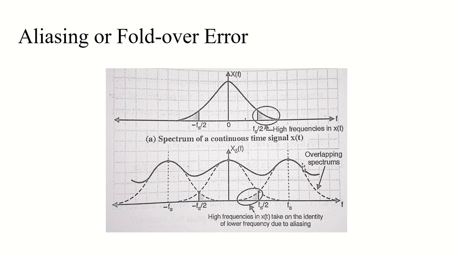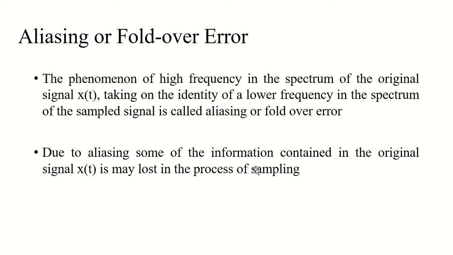See, we are not getting the exact curve. Right? So now, if I want to define aliasing, how would I define it?